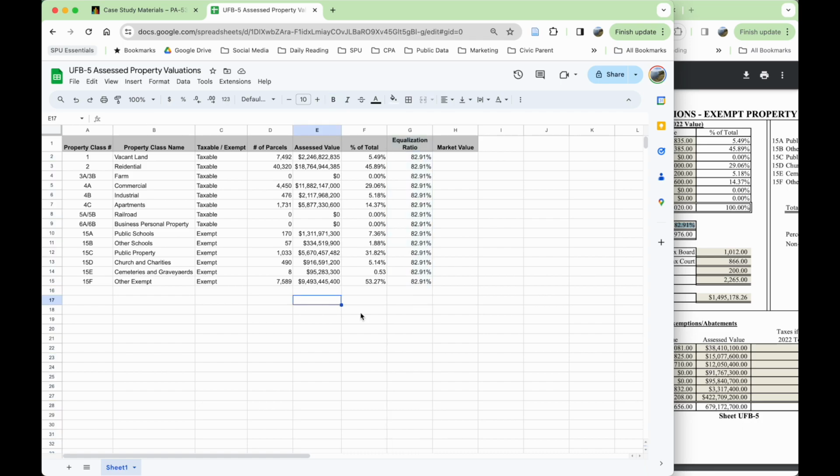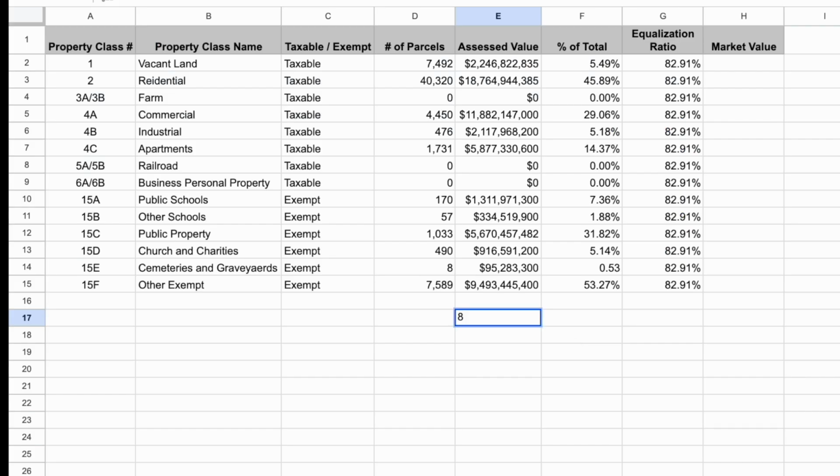Imagine that I have a property that has an assessed value of $8 and an equalization ratio of 80%. Now, what this is saying is that the $8 is 80% of the actual market value. I'm using $8 because I want to focus us on the math mechanics, not so much on the big numbers. So $8 is 80% of what number? And the answer is $10, right? $8 is 80% of $10.